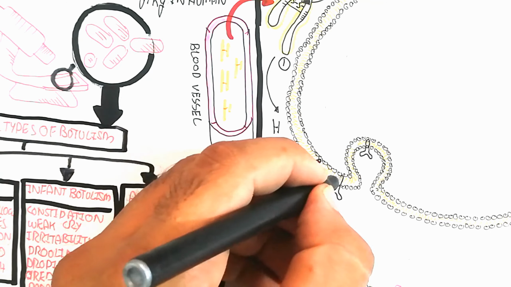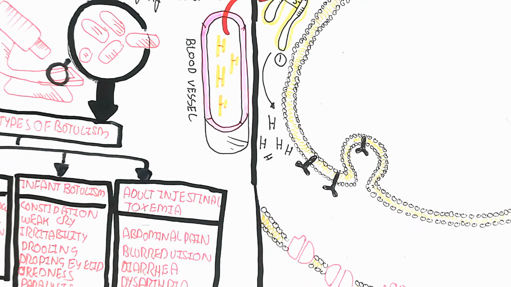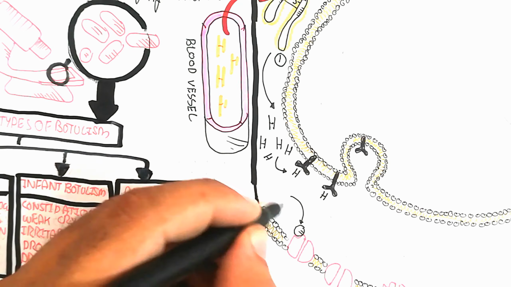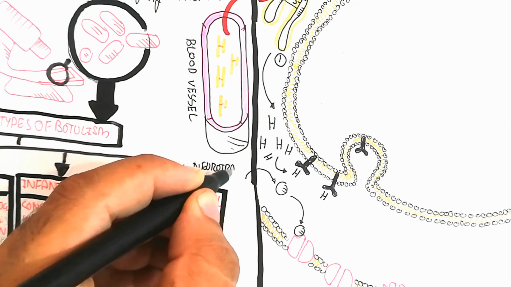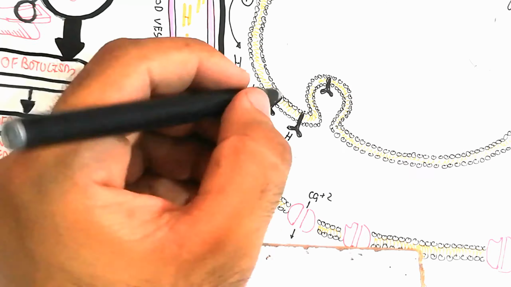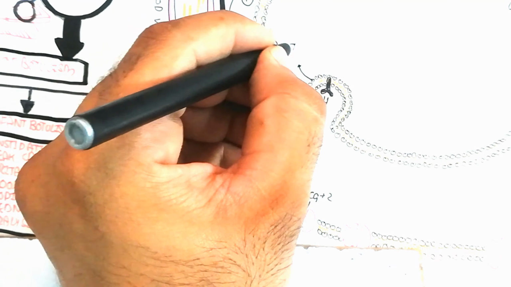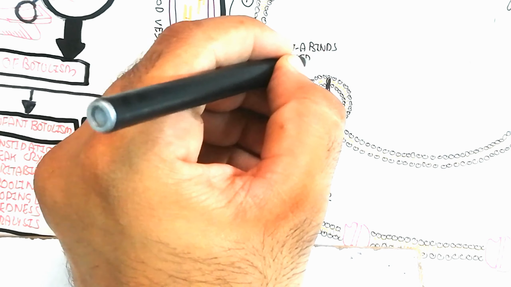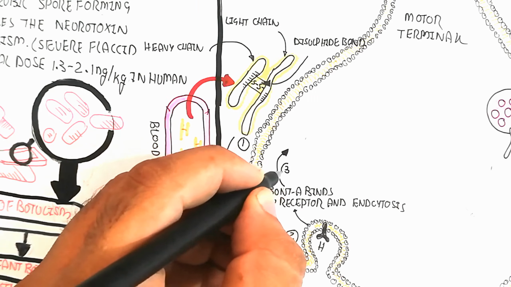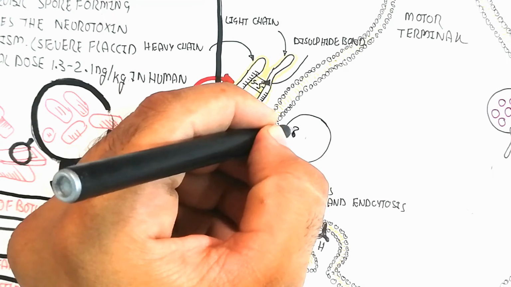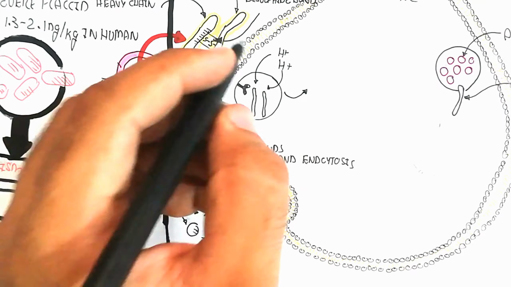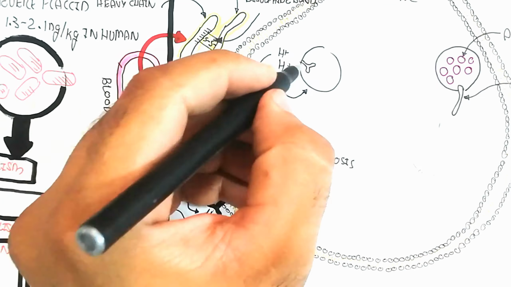After this binding, it will invaginate to form an endocytosis. The botulinum neurotoxin A binds to the receptor and is endocytosed, known as receptor mediated endocytosis. This is the third step. In this way the vesicle is known as an endosome, and the influx of protons moves inside.